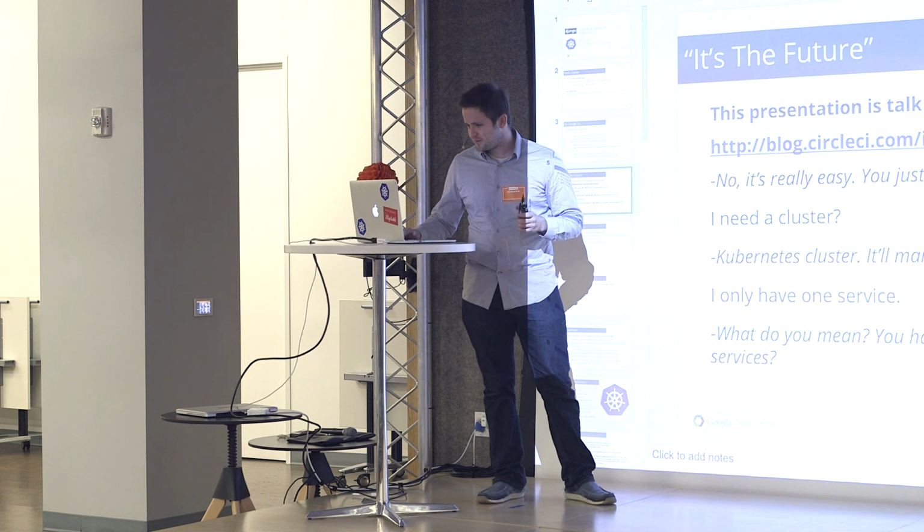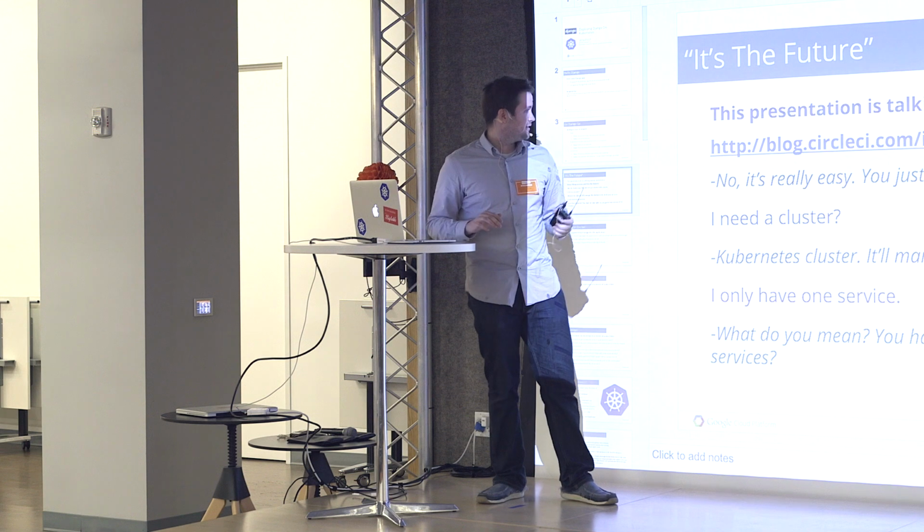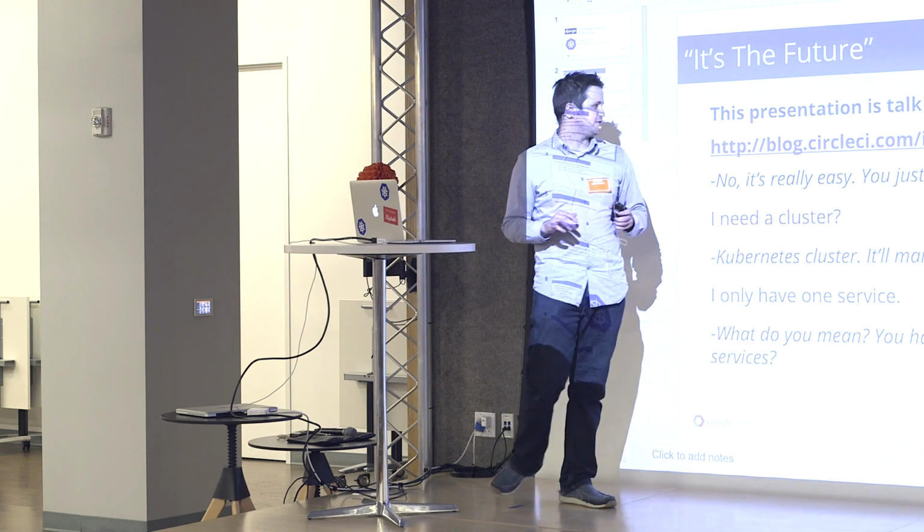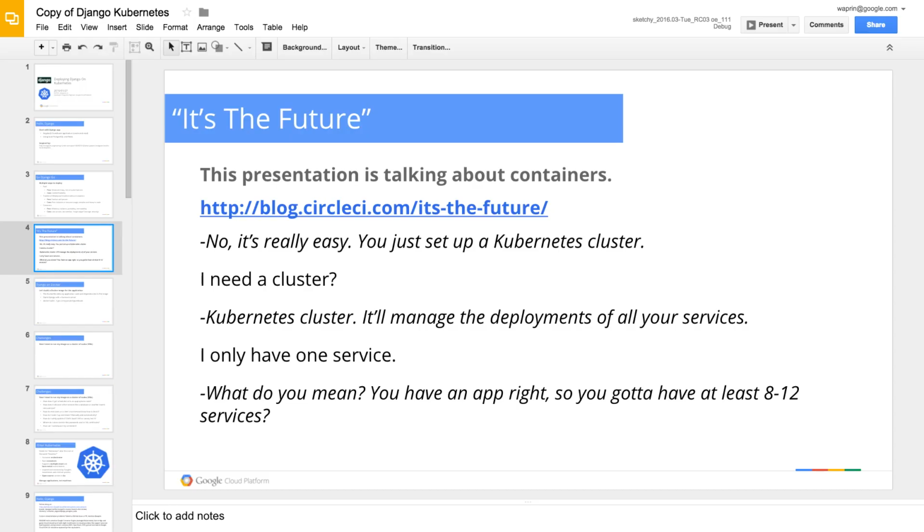If I'm boring you at any point, I'm just linking to this blog post by Circle CI because it's really funny, and it's pretty much just making fun of everything I'm talking about. But this is from the perspective of someone with a Heroku app who's like, oh, am I doing it right? They're like, no, you need a Kubernetes cluster. And they're like, oh, I only have 1 service. And you're like, oh, what do you mean? You have an app, you have to have like 8 to 12 services.